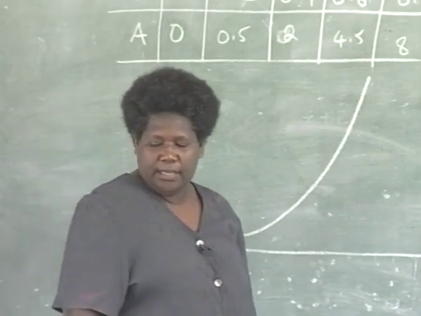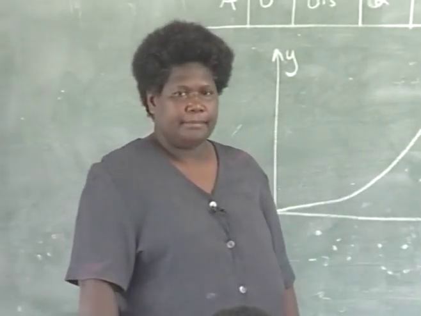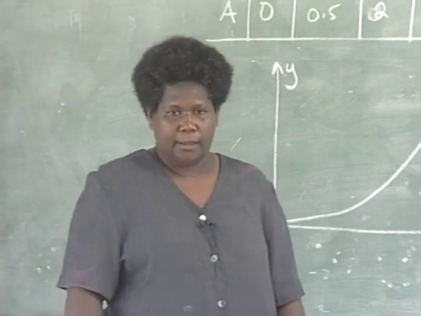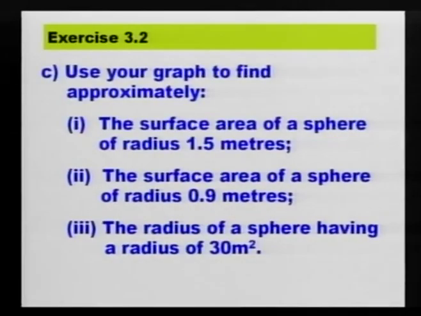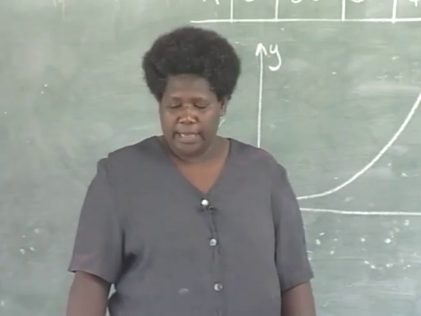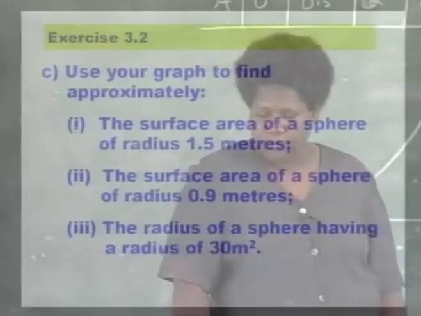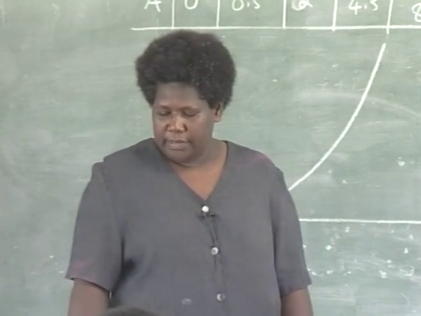Right? Part C. Use your graph to find approximately 1, the surface area of a sphere of radius 1.5 meters. Gabriel? Surface area is 28.3 meters squared. Did you say 28.3? 28.3, you all agree to that? Okay, correct. Number 1, C1. And then C2, Agnes. Find the surface area of a sphere of radius 0.9 meters. The area is equal to 10.2 meters squared. 10.2 square meters.